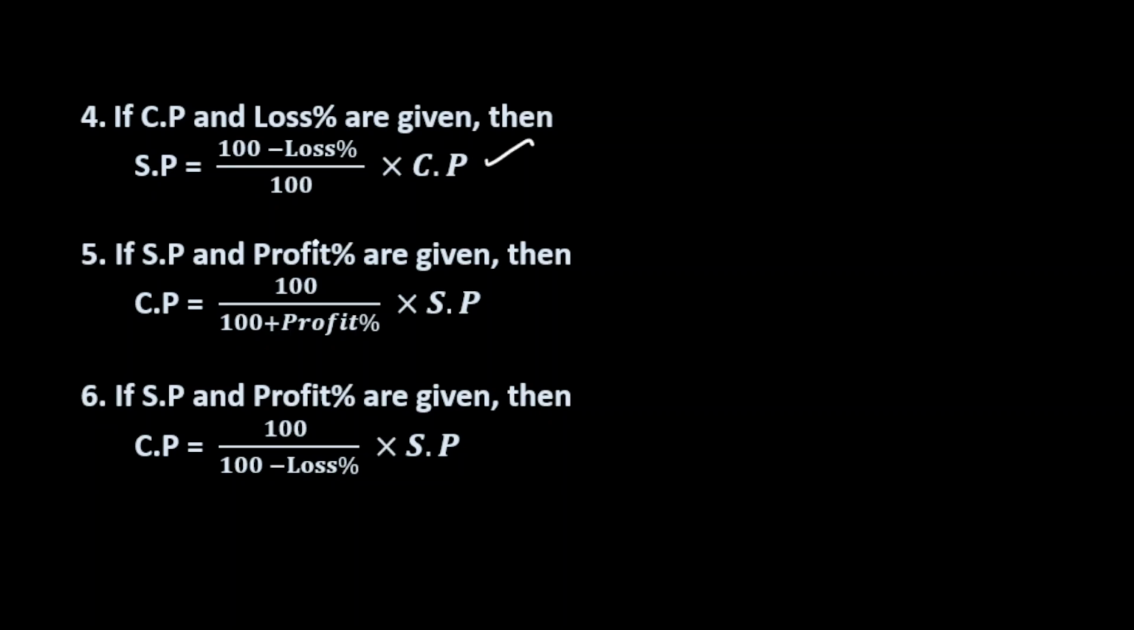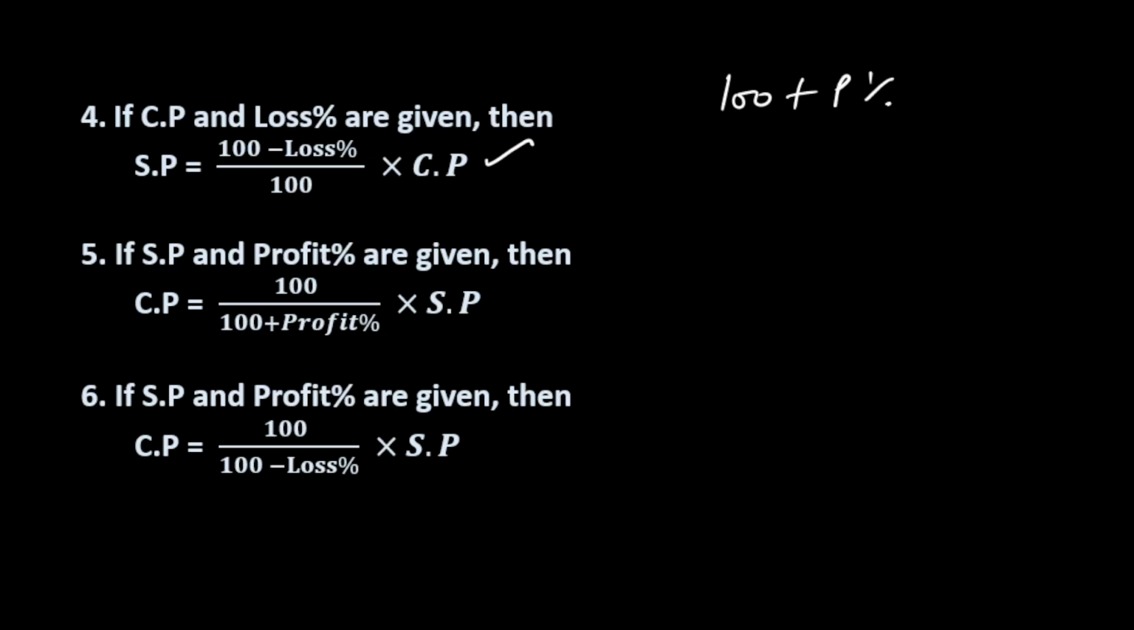Now if selling price and profit percent are given to us, then cost price we can find using this formula: 100 divided by... Now this term, which was in the numerator in case of selling price, has shifted to the denominator. So just remember the formula is of the same type only.